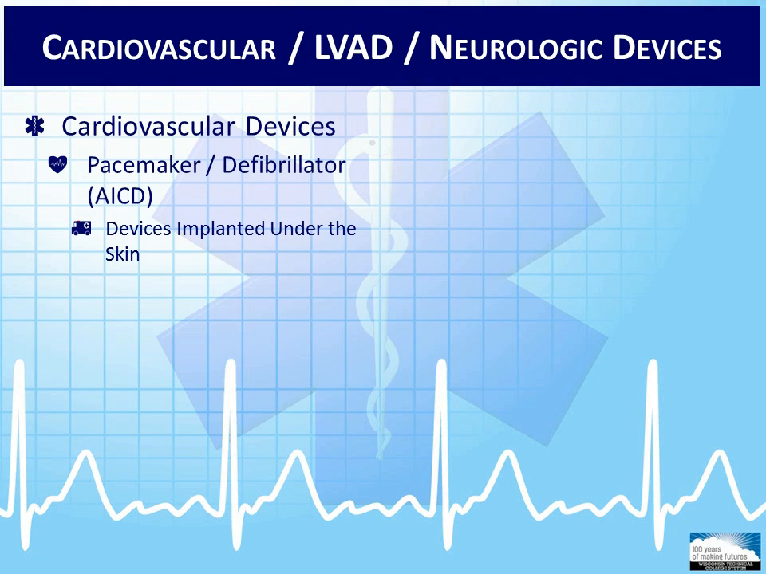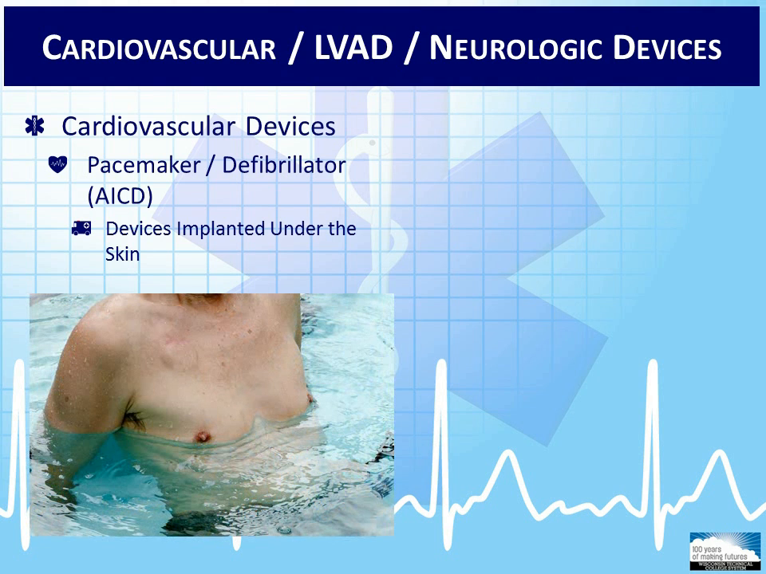These devices are usually implanted under the skin in the chest or abdomen, with a noticeable bulge resulting in the area. If an EMT needs to apply defibrillation pads to a patient with a pacemaker or AICD, be certain to not place the pacing or defibrillator pads directly over these devices.